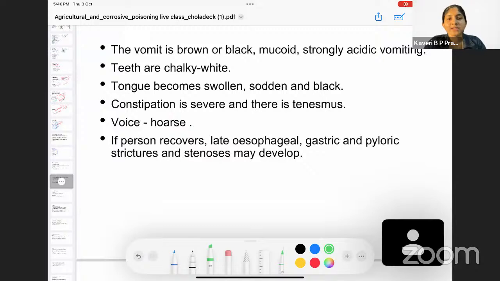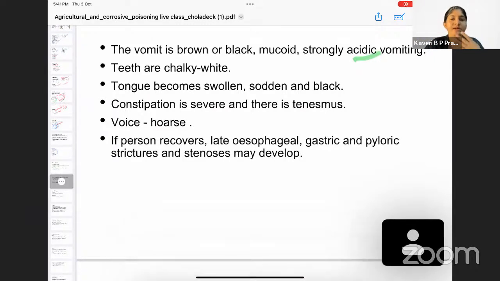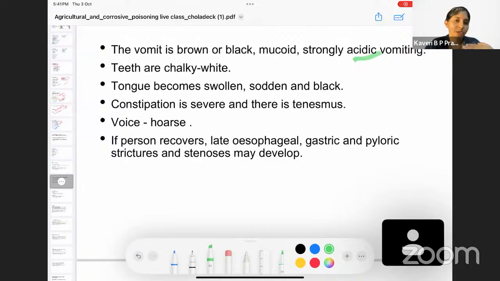And the vomit that comes out is going to be brown or black. It's going to be mucoid, strongly acidic in nature. The teeth are going to be chalky white because the calcium reacts with the acid, and at the end, chalky white teeth are formed. Tongue becomes swollen, sodden, black. What is soddening? Soddening is when it is very soft and macerated. That is called soddening. Constipation is severe and there is tenesmus because all the bowel movement is hampered.